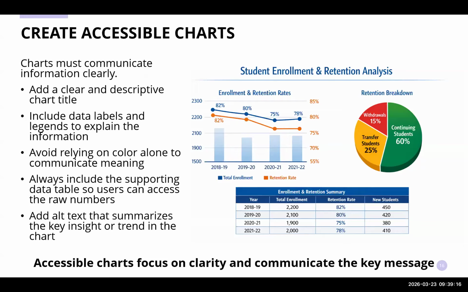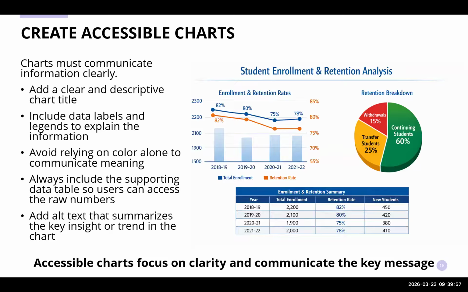Now that we have covered content, let us talk about charts, because data is not always about rows and columns. Charts and visuals are very helpful for understanding information quickly, but they need to be accessible too. The first thing to remember is to add a clear and descriptive chart title. The title should explain what the chart is showing, not just something generic like chart 1. It would help everyone, not just people with assistive technology. Next, include data labels and legends.